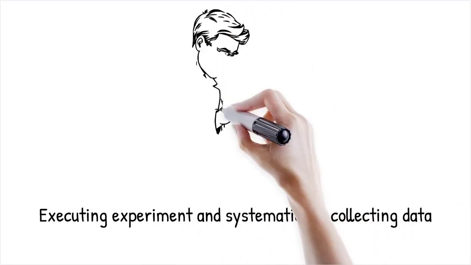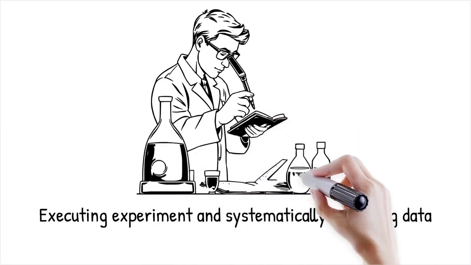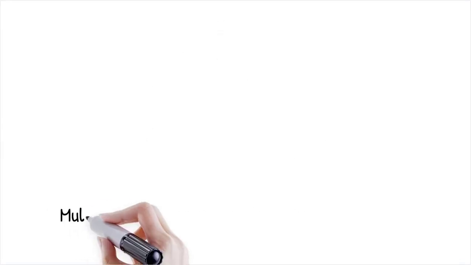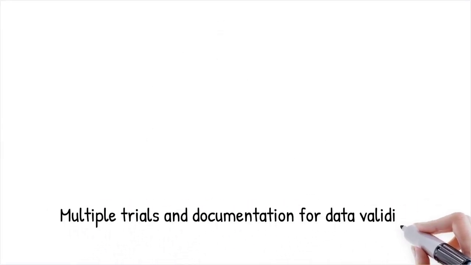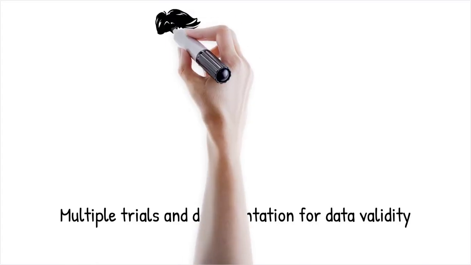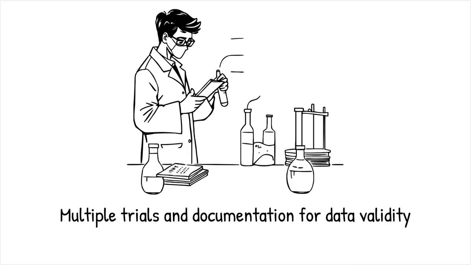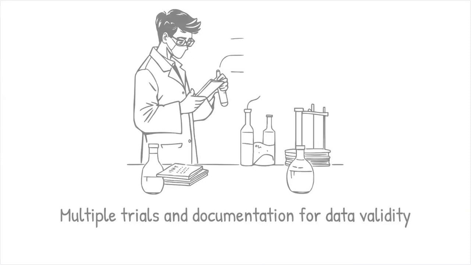Conducting the experiment and collecting data. In this step, the experiment is executed according to the design and data is collected systematically. Observations, measurements, and recordings are made in a structured and unbiased manner to capture the outcomes accurately. The process often involves multiple trials and careful documentation to ensure that the data are statistically significant. Proper data collection is essential for validating the hypothesis and drawing meaningful conclusions.